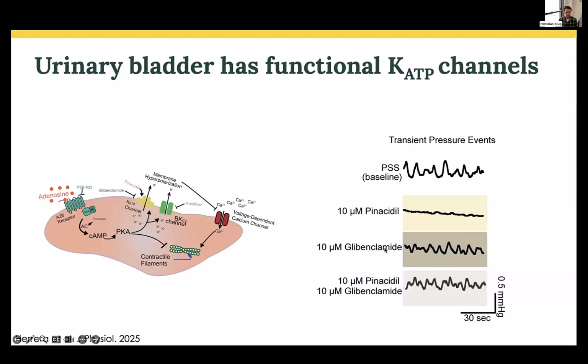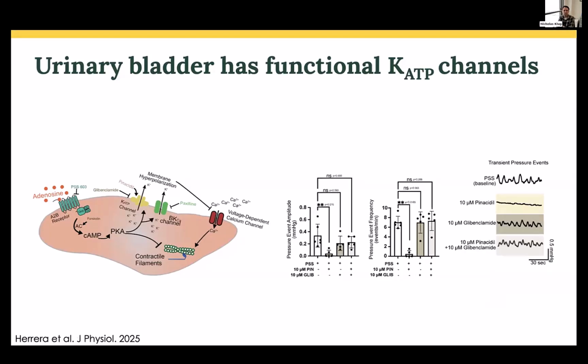And then we put on glibenclamide, which is a blocker of the KATP channel, and we see that there's no real difference between baseline and glibenclamide conditions. Then we added pinacidil on top of glibenclamide, showing that glibenclamide is a good blocker. The pharmacology is working the way we'd expect, and the transient pressure events are unaffected by pinacidil when we block the KATP channel. These traces are summarized here when we look at pressure event amplitude and frequency. So no surprise that pinacidil has a huge relaxing effect on the bladder.